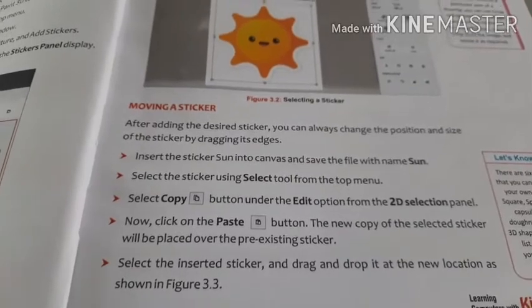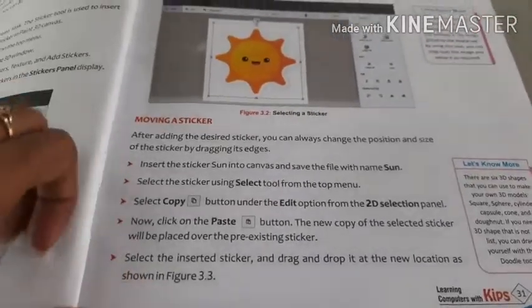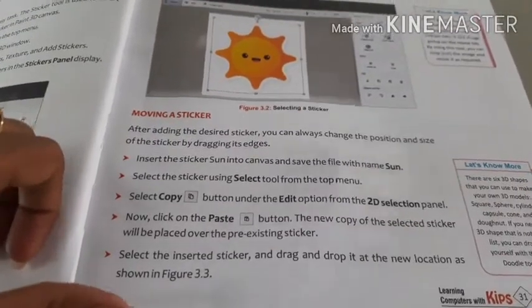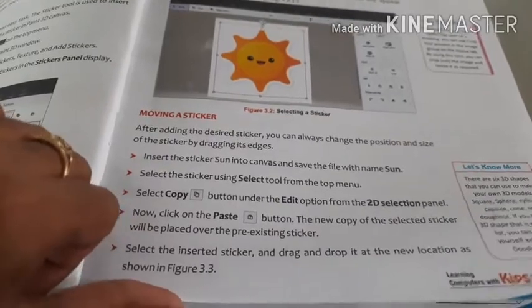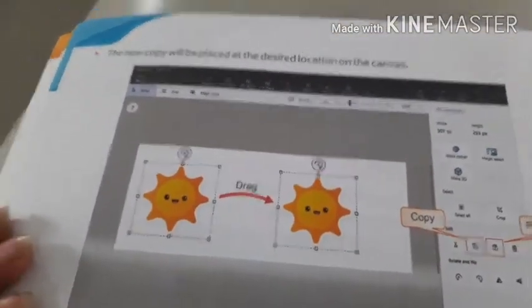When you click on the paste option, a copy of that sticker will be pasted over that sticker. Then select the inserted sticker and drag and drop it to a new location as shown in the figure here. By this image it will be clear to you.